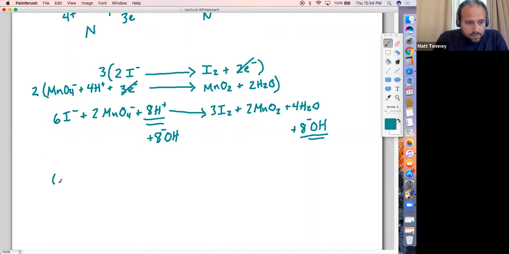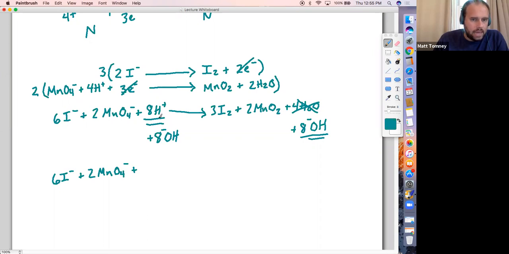We would still have 6 of the iodide. We would still have 2 of the permanganate ion. Okay, but now I would have 8 water. Now, if I have 8 water, I have to keep in mind that I have 4 water on the other side. So just like the electrons, the water that has a commonality is going to need to drop out. So all 4 water molecules over here are going to drop out.